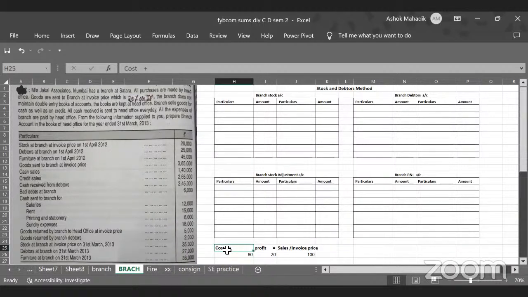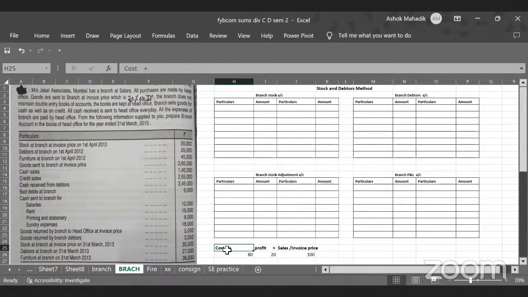So I'll read again. Goods are sent to branch at a profit of 20% on invoice price. The branch does not maintain double entry books of accounts. The books are kept at head office. Branch sells goods for cash as well as on credit. This all is just information. Don't bother much, this won't affect your accounts. All cash received is sent to head office every day. All the expenses of branch are paid by the head office.